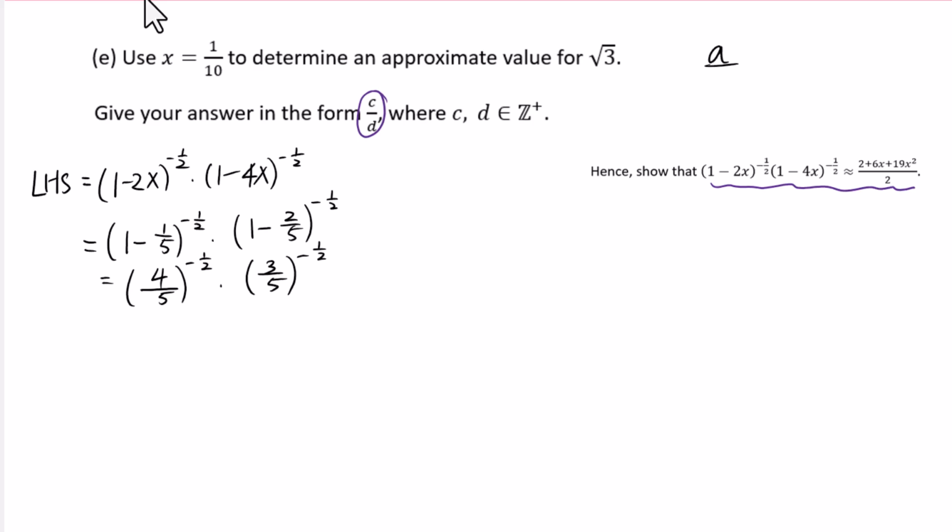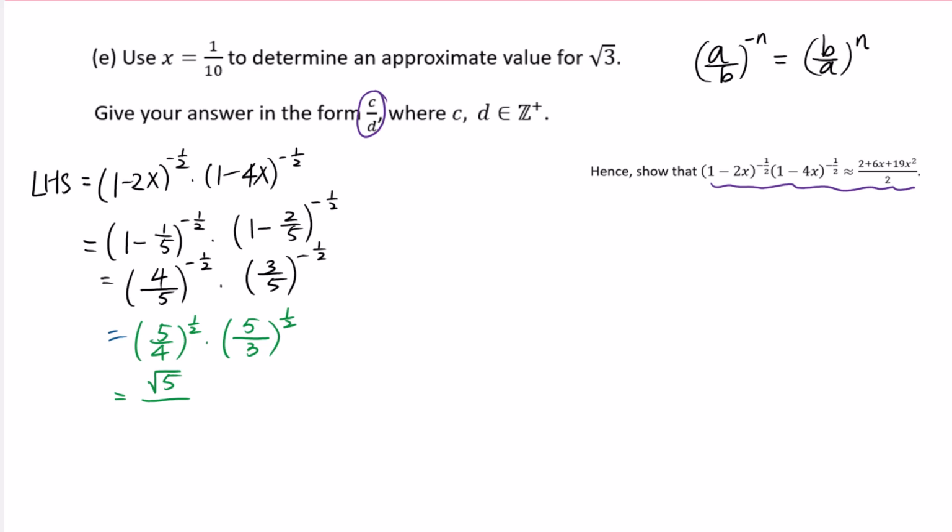4 over 5 to the power of negative 1/2 times 3 over 5 to the power of negative 1/2. We do know a over b to the power of negative n equals b over a to the power of n. So we get 5 over 4 to the power of 1/2 times 5 over 3 to the power of 1/2. Square root of 5 over square root of 4 is 2, times square root of 5 over square root of 3, which is 5 over 2 square root of 3.